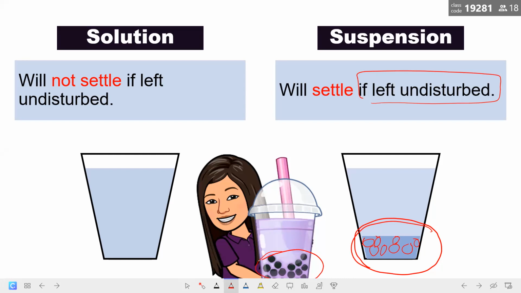But for a solution, if you see, nothing will happen. There is nothing for it to settle because they are all dissolved.